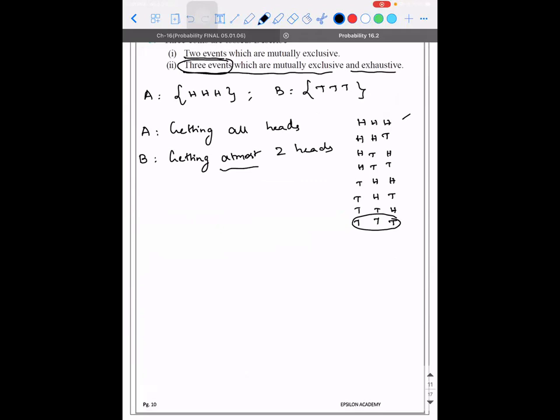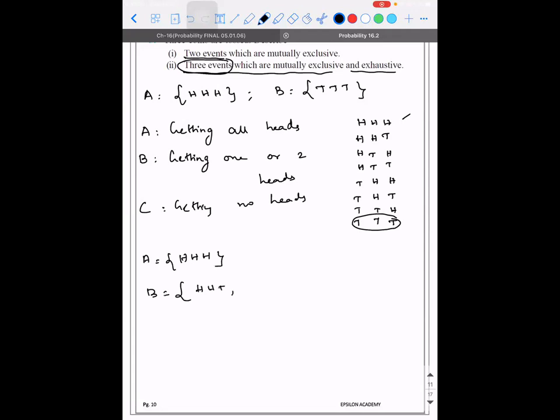I can define it like this. I'll take it like this: getting 1 or 2 heads, and C, getting no heads. It's up to me. So will this work? See, what is event A? Head, head, head. Event B is getting 1 or 2 heads.